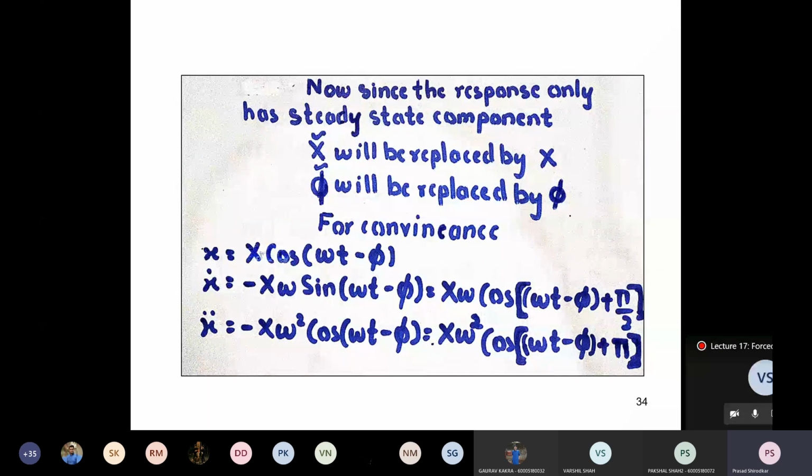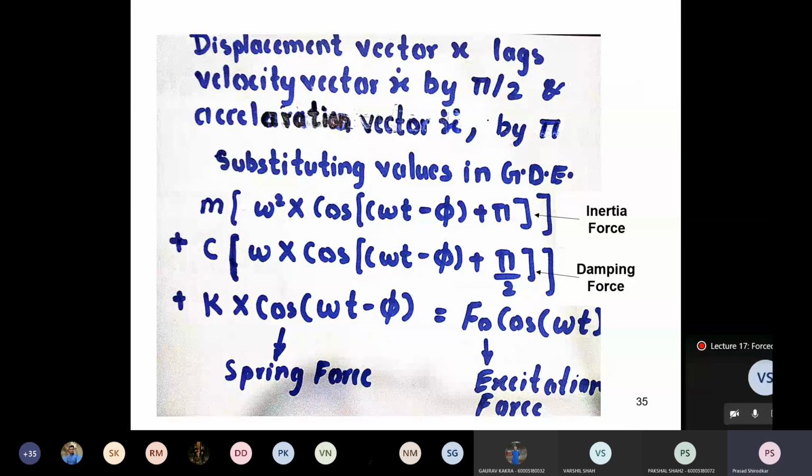Now we have replaced x tilde and phi tilde with x and phi just for convenience, and we write the equation of displacement, velocity, and acceleration. What we find is that the displacement vector lags the velocity vector x dot by pi by 2, and the acceleration vector by pi.